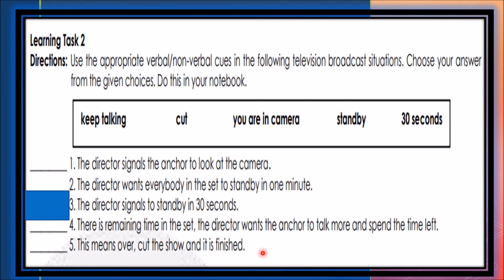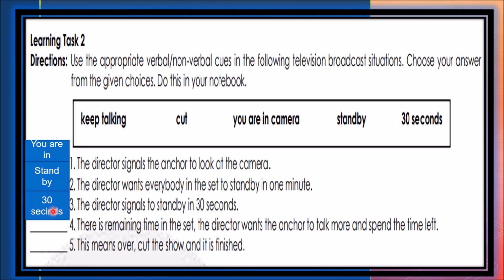So let us answer now. Are you ready? Good. So what is your answer in number 1? Okay. Number 1, you are in camera. How about number 2? What is your answer in number 2? Okay, it should be standby. And number 3? Good. 30 seconds.